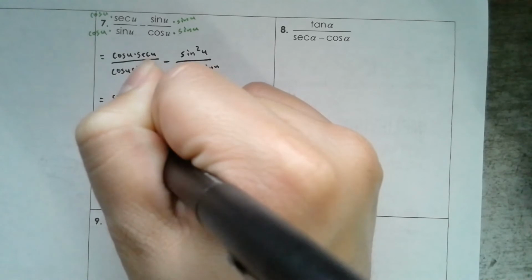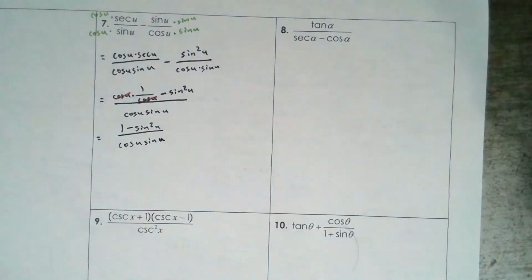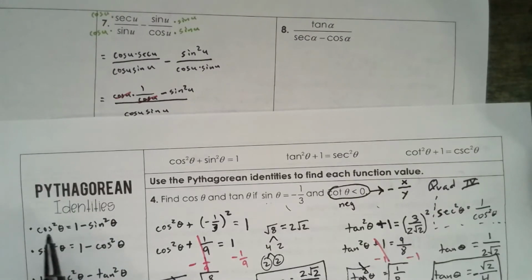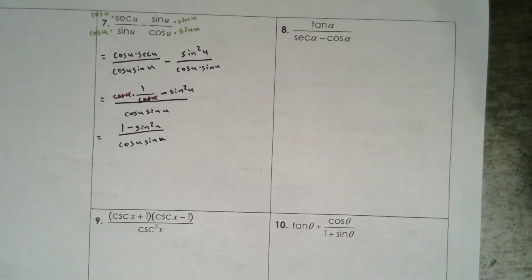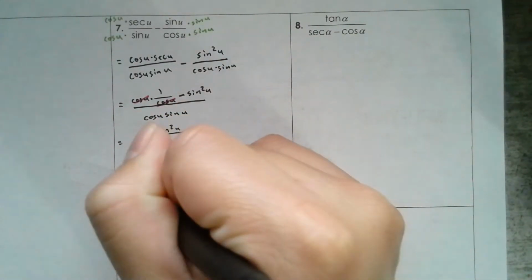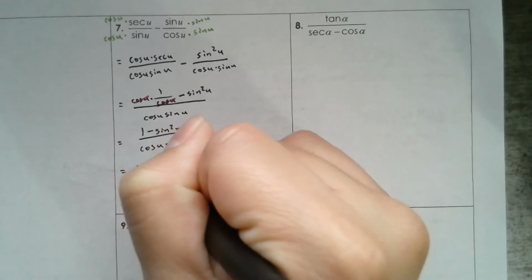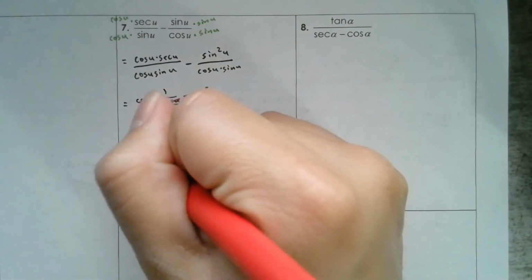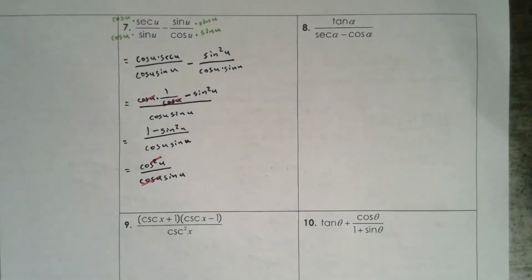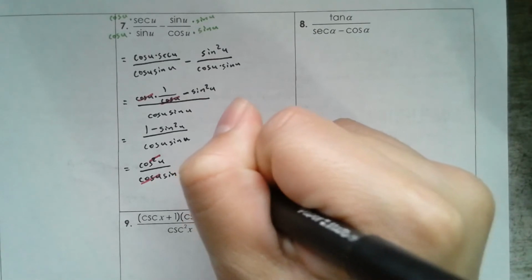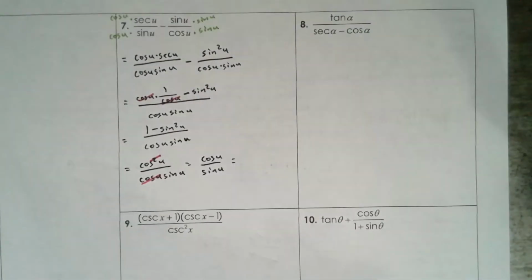1 minus sine squared u, that's an identity. That's cosine squared u. So cosine squared u over cosine u sine u. This guy will cancel out with him. That gives me cosine u over sine u, and that's an identity, that's cotangent u.